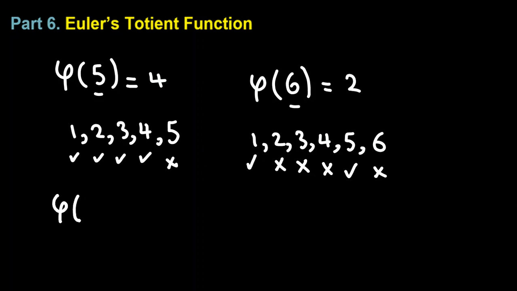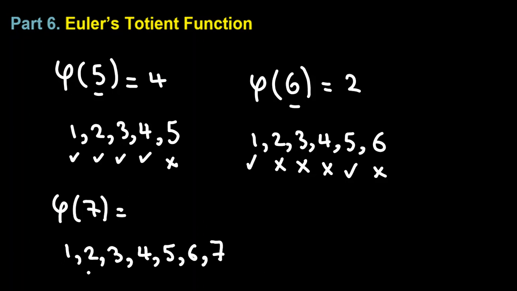For phi of 7, it will be what? If I write all 1 to 7, 1, 2, 3, 4, 5, 6, 7, it will be what? 1 is good, 2 good, 3 good. All of them are relatively prime. 5, 6, 7. It will be 6. So we guess for some numbers, 5, it was 5 minus 1, 4. For 7, it is 6. 7 minus 1.